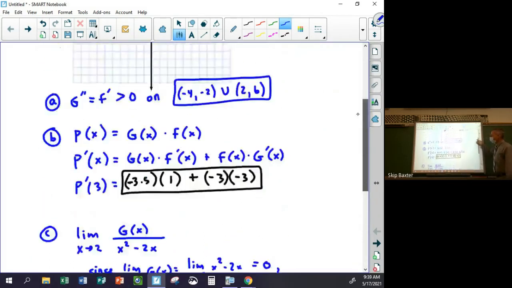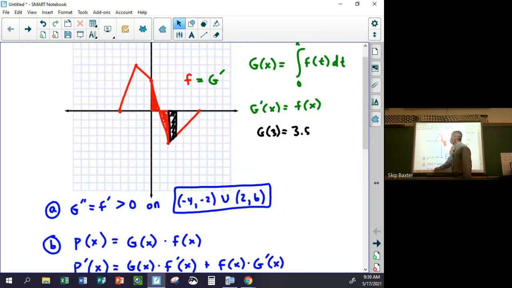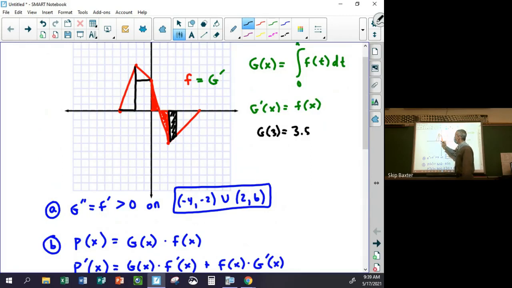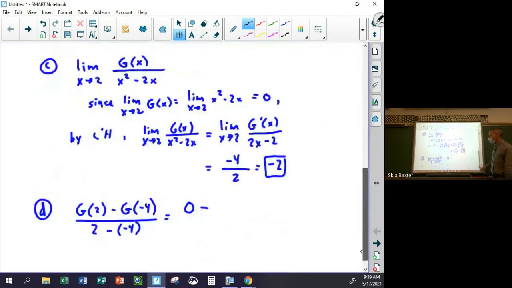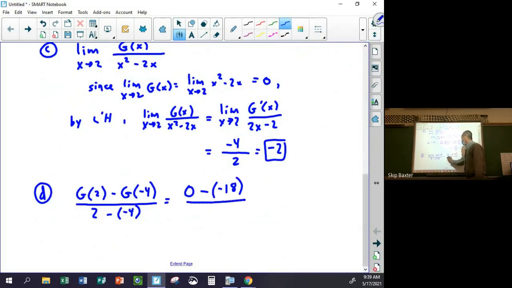G of -4, that's the integral from 0 to -4. So it would be like these two triangles added up. So this triangle is 1/2 base times height, which is 6. This triangle is 1/2 base times height, which is 2. And this is 8. So the total area is 16. But since you're going from right to left, it's negative, right? Is that what you were saying? Sorry, I interrupted. So this would be minus -18 over 6.